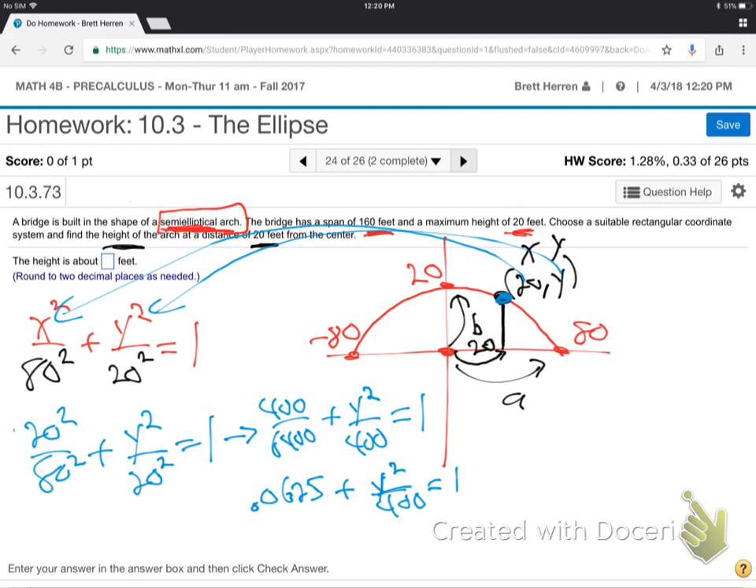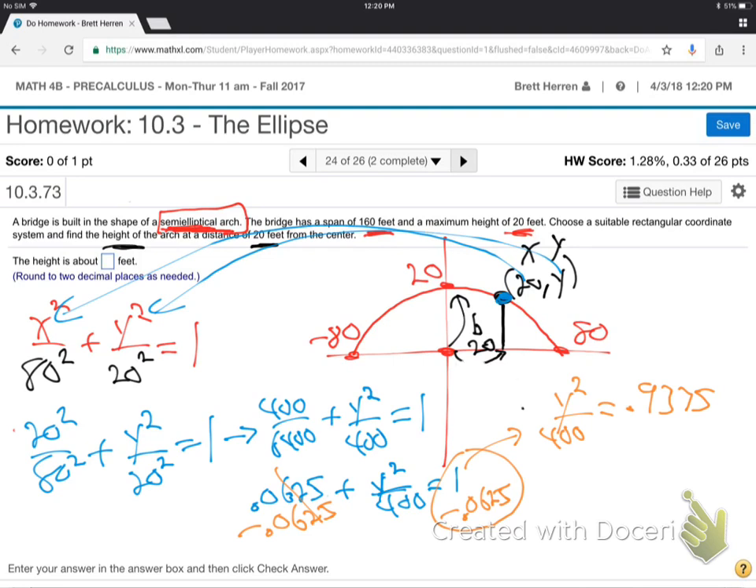So I'm trying to solve for y. I'm going to subtract 0.0625 from both sides. Bring it over here. We've got y squared over 400 is 0.9375. Good there, I just subtracted. I just took 1 minus 0.0625, became 0.9375. And then multiply both sides by 400.